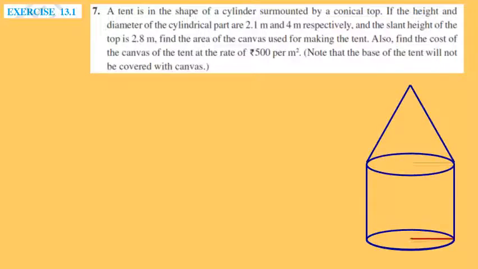So the tent is in the shape of a cylinder surmounted by a conical top, and the dimensions are given. The height and diameter of the cylindrical part are 2.1 and 4 meter. That means the radius is 2 and the height of the cylindrical part is 2.1, and the slant height of the conical part is 2.8 meter.